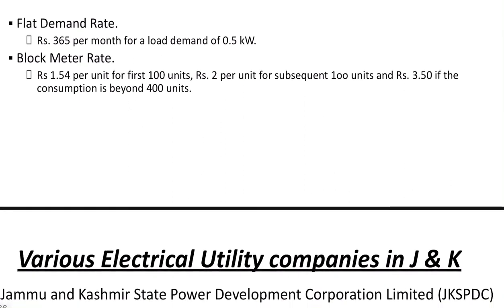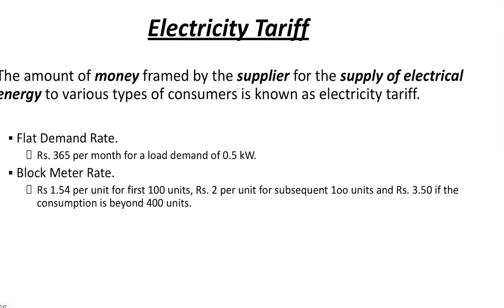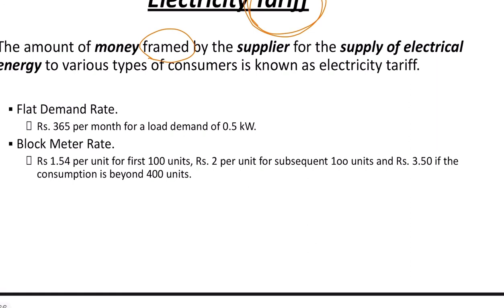Now once you use electricity, of course your electricity is not free, nothing is free in this world. So you will be charged for the electricity that you use. This electricity bill is what is known as electricity tariff. It is that amount of money that is framed by the supplier, and the supplier charges you for consuming that much electricity. I will elaborate on this further in the next lecture, but just for a brief introduction, there are two types of tariff.